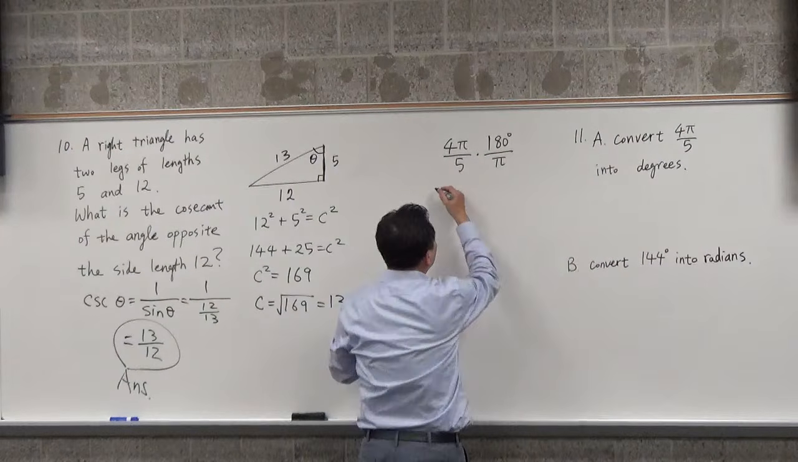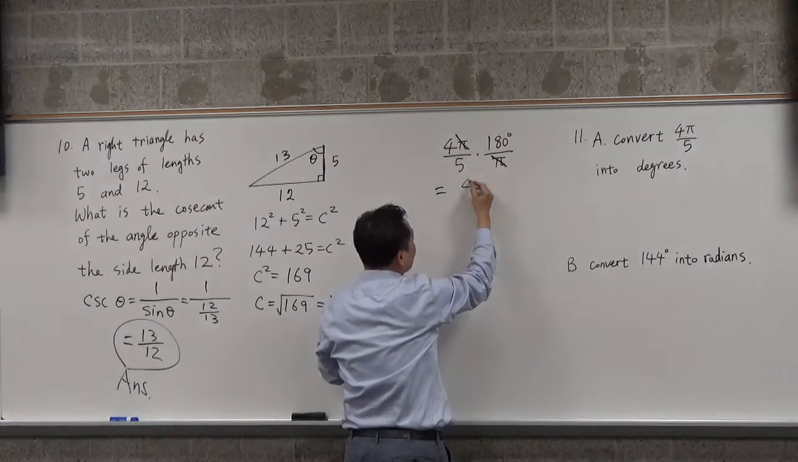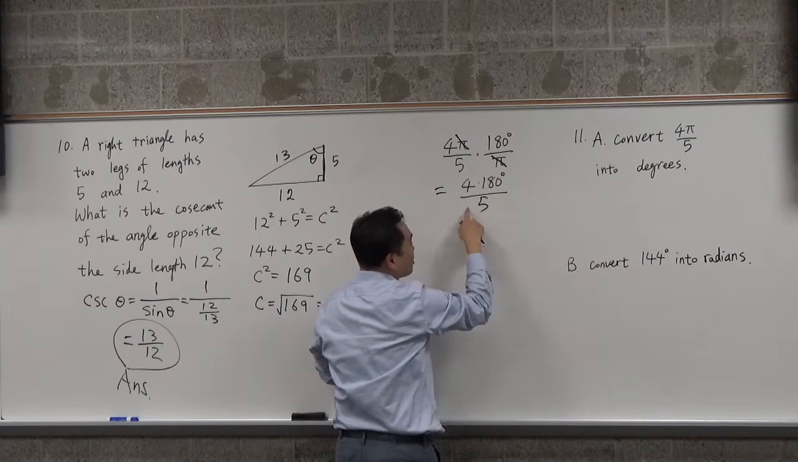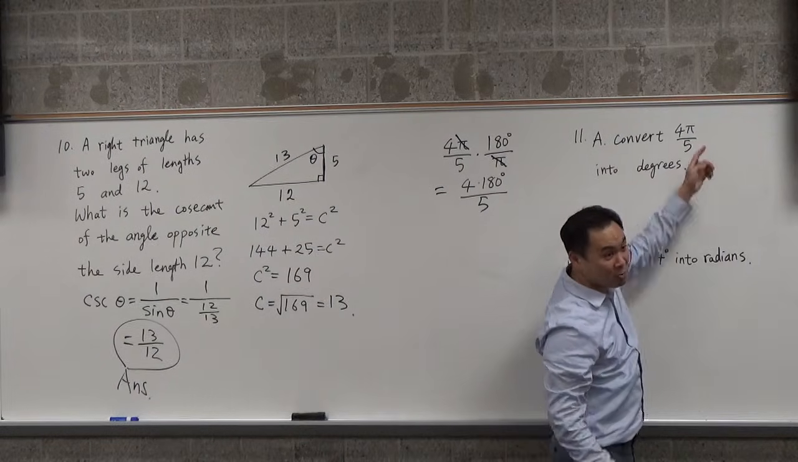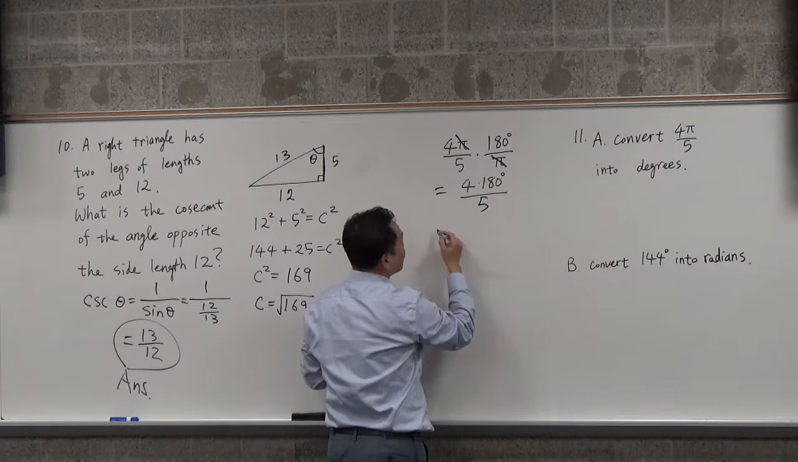Okay. But anyways, if you cancel the pi and multiply them together, it's the same effect. This is exactly what you would get if you just took the pi and replaced it by 180, right? And then 180 divided by 5 is 36.